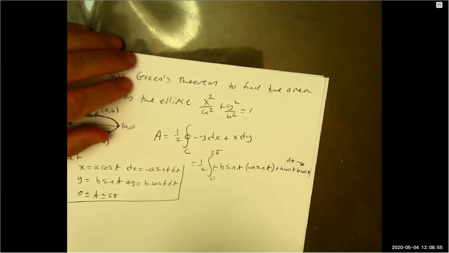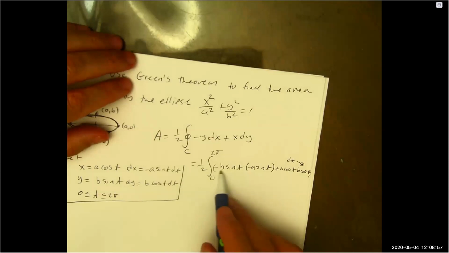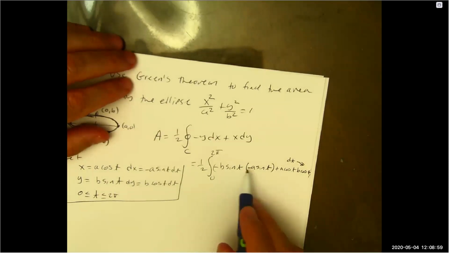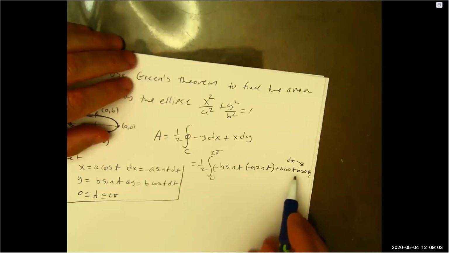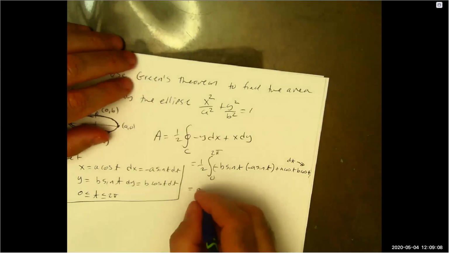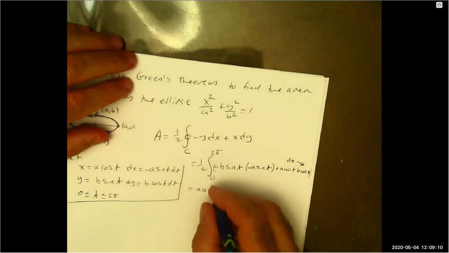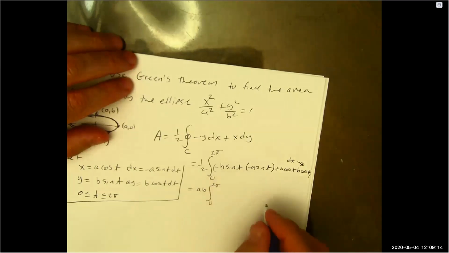All right, so from this first part, you're going to get a double negative. So it's negative b times negative a, which is going to be positive ab. And then here you're going to get positive ab also, so we can take that out. So we're going to have ab, and then we'll have the integral from 0 to 2 pi. We're going to have sine squared plus cosine squared.